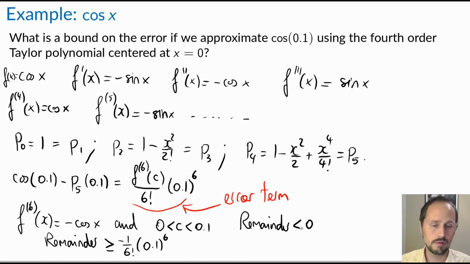And obviously this remainder, we're saying it's negative. So that means that P5 is an overestimate of our value there.